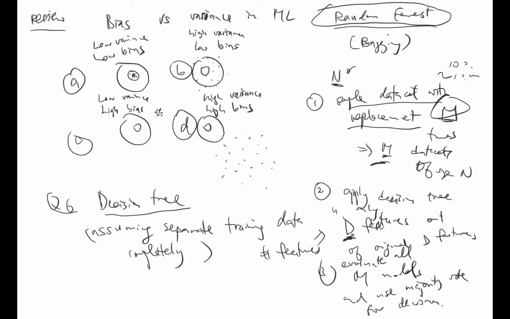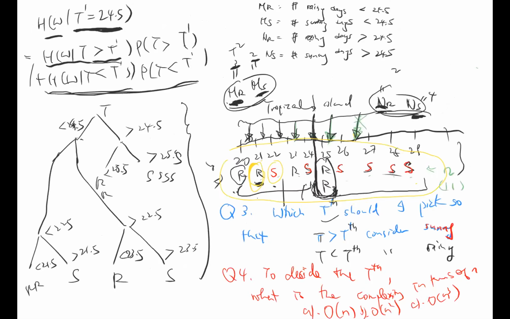I have a question. In the case of the tropical island, the number of features, isn't it temperature and the weather, or just the weather? Number of features is 1. We are trying to predict the weather, so therefore it's only 1 feature. That's the temperature, and the weather is what we want to predict here.